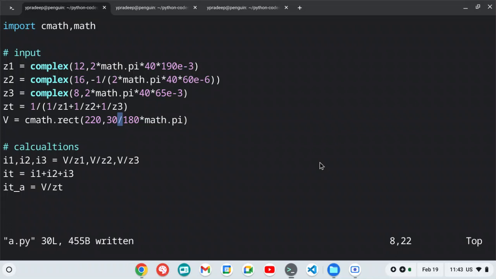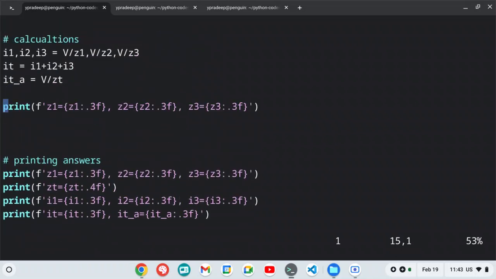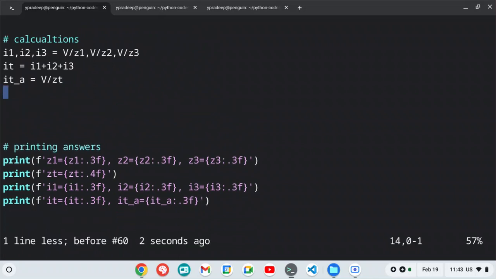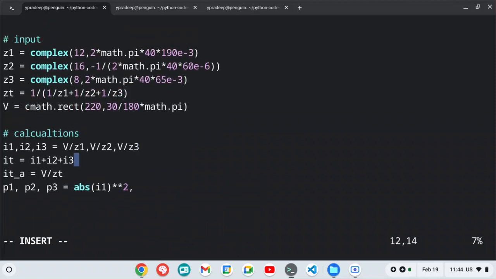I think my time is running out. I should now start solving. Okay, so P1, P2, P3. How do you get the powers? Here, absolute value of I1 square. In Python, if you put two stars, it will square. Absolute value of current square into resistance. What was the resistance? 12.